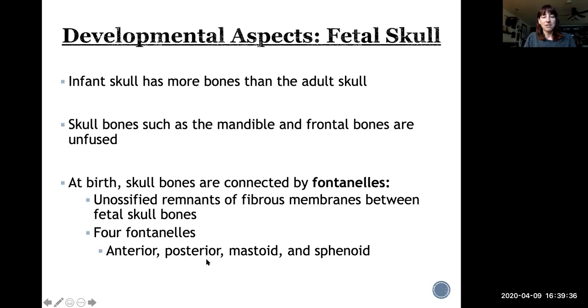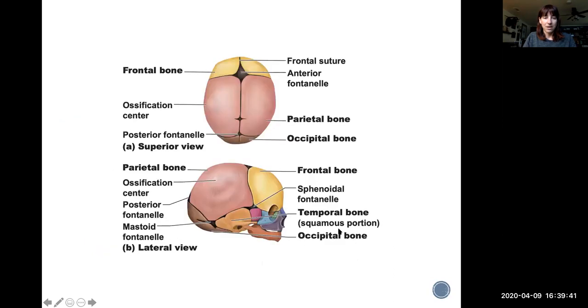Obviously there are four of them. They have an anterior, a posterior, a mastoid, and a sphenoid fontanelle, and here they are. This is the anterior fontanelle. Here are the two unfused bones of the frontal bone. The anterior fontanelle is between those and the two parietal bones. The posterior fontanelle is between the parietal bones and the occipital bone. The mastoid fontanelle is back behind the ear, between the occipital bone and the temporal bone.